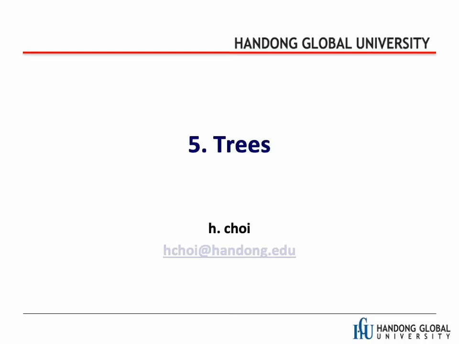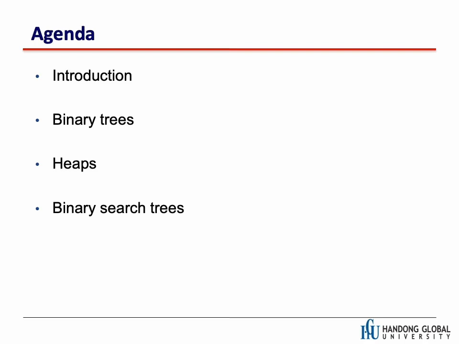Chapter 5, Trees. Trees are really popular data structures, especially when the data can be represented as a hierarchical structure. And trees are really efficient data structures, especially when we search for things. We will start this chapter with some introduction about trees. And then I will talk about binary trees and heaps and binary search trees. All these topics are really important.